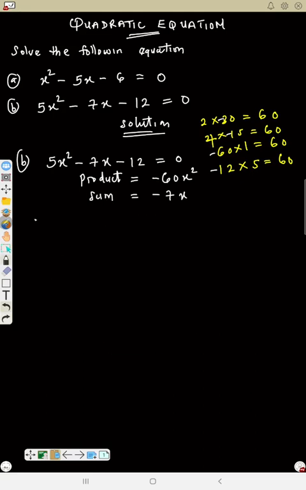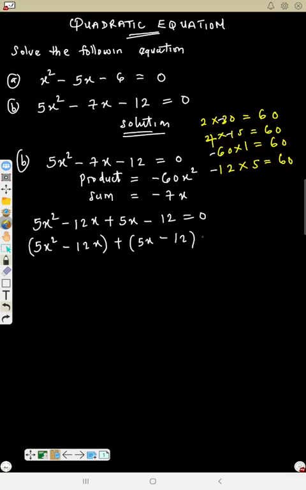So instead of writing the middle number, I'll have 5s squared minus 12s plus 5s minus 12 is equal to 0. Now bracket it in 2. That will be 5s squared minus 12s, so plus again 5s minus 12 is equal to 0. Now what is common in this bracket? In 5 and 12, what's common? See that nothing is common, but we say 1.